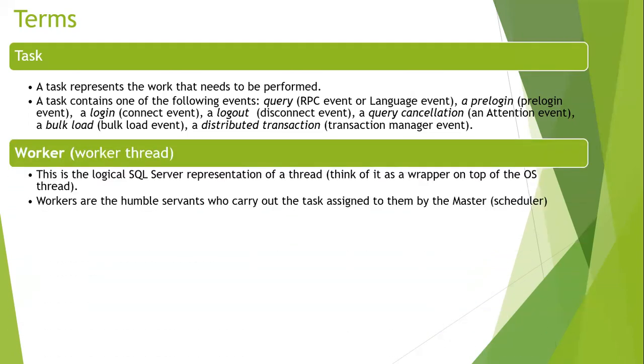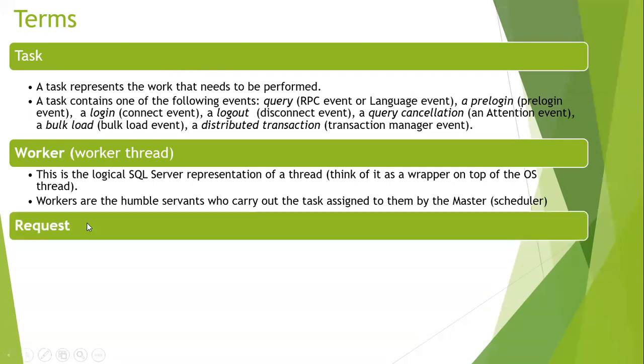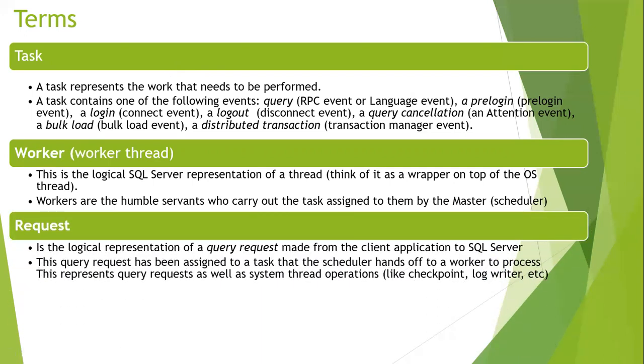Worker or worker thread is the logical SQL Server representation of a thread, right? So a thread we call a kernel or Windows operating system level thing, whereas a worker we consider as SQL Server level. Workers are humble servants who carry out the tasks assigned to them by a master, that is a scheduler, right? So worker is nothing but the executable task, whoever is executing your task, we consider as a worker, right?